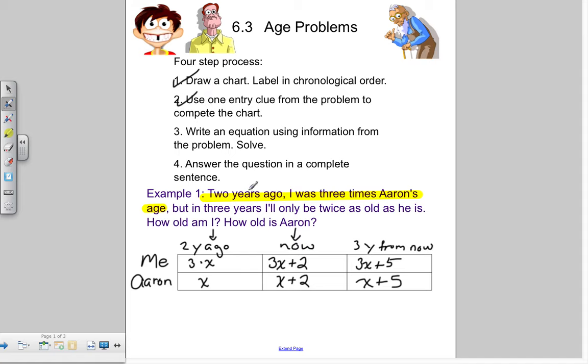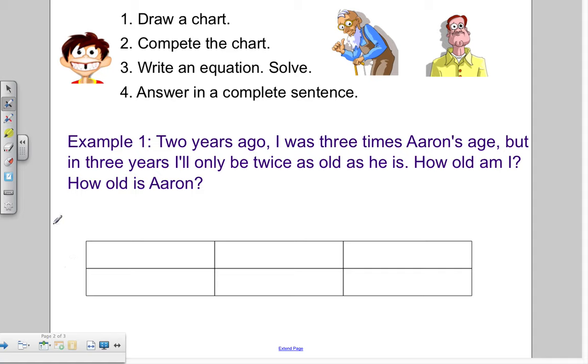Now we've got step 3, which is write an equation using information from the problem and solve. Then answer the question in a complete sentence. Well, let's move on to the next page. Okay, here's my chart again. Remember, here's me, here's Aaron, here's 2 years ago, here's now, and here's 3 years in the future.